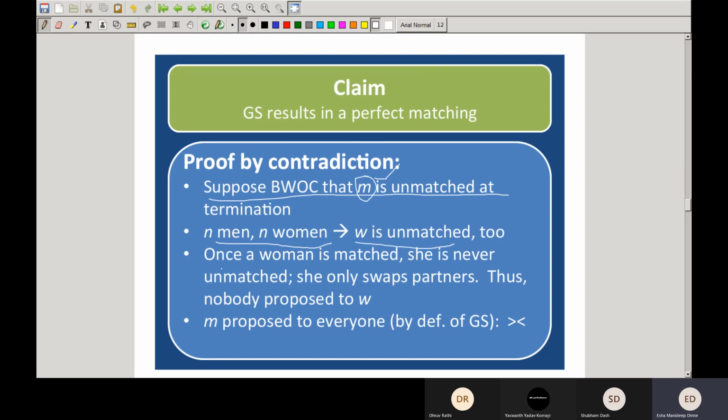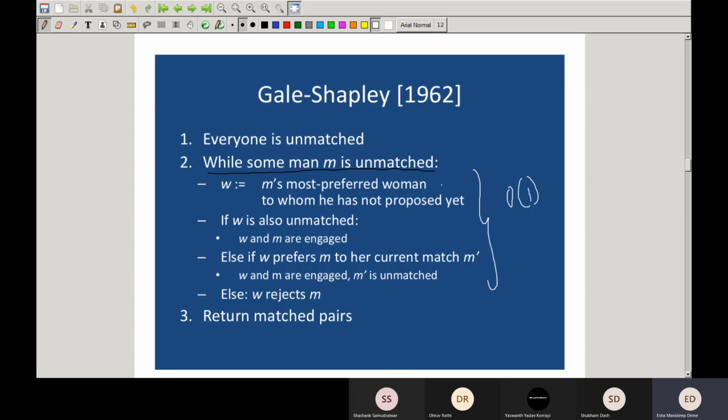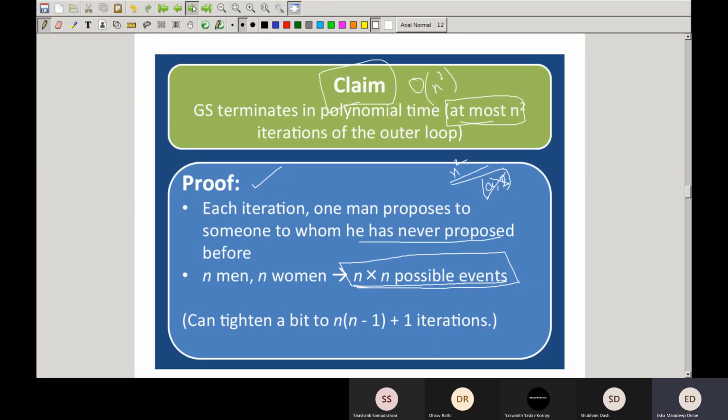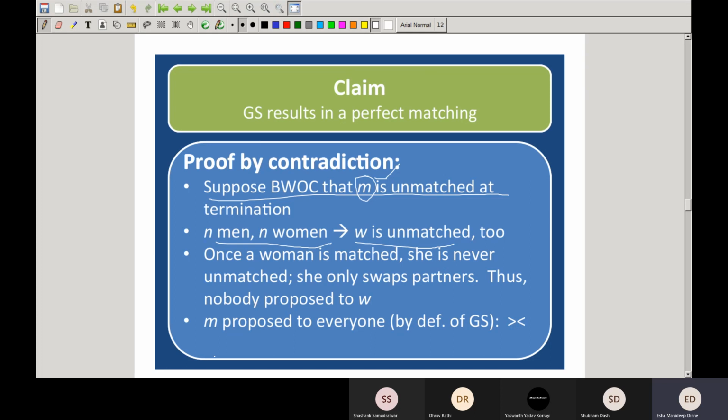And the other thing is, from the algorithm, it's clear that once a woman is matched to somebody, she either swaps them out for somebody better or she sticks with that person. So once a woman is matched, she is never unmatched, because she only replaces that person with a better person or she sticks with them. She only swaps partners. Thus we call the woman who is unmatched W.